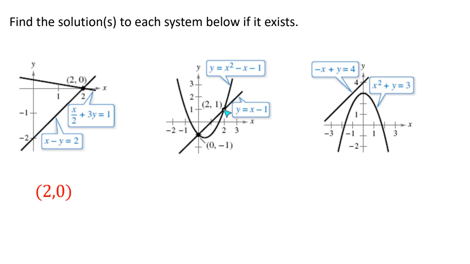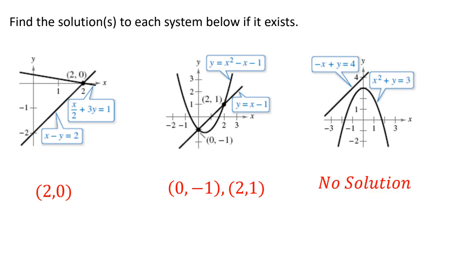If you notice here, it says find the solutions. The solutions are where the graphs intersect. So in this example, there are two solutions, (2, 1) and (0, -1). Now the third one is a nonlinear system, and there are going to be no solutions because the graphs do not intersect. So we would just write no solution.